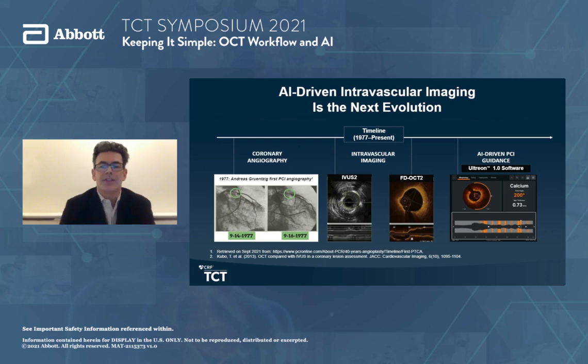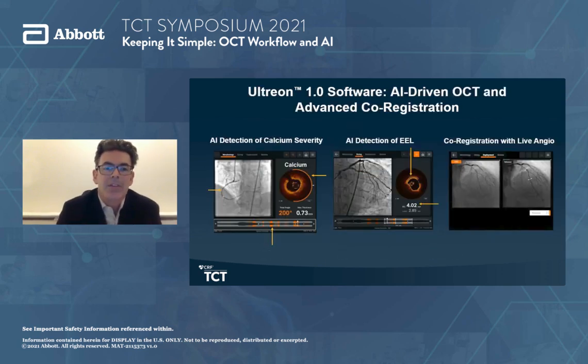So the first application of AI with the Ultreon 1 software has been in the automated detection of calcium. Applying this technology to the case that we've just seen delivers the information that you're making your choice of calcium modification on, based on the arc of calcium and the depth of calcium. But of course, the mainstay of decision making is EEL-guided stenting, and the Ultreon system really does deliver on that, with instant access to a total vessel EEL profile.